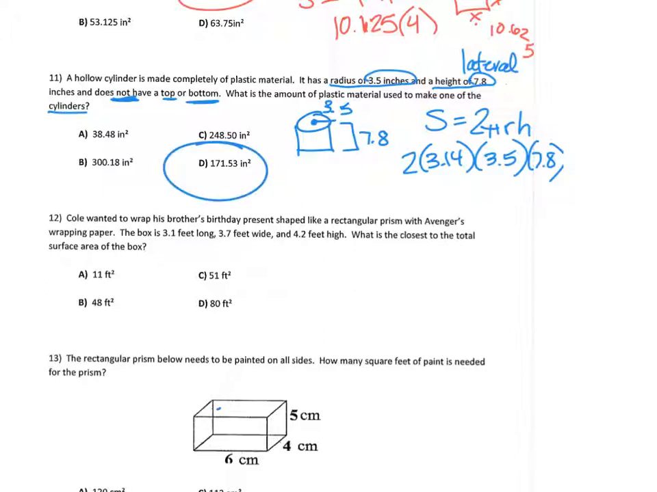So you should have gotten D, multiplying all those together. Lateral surface area.